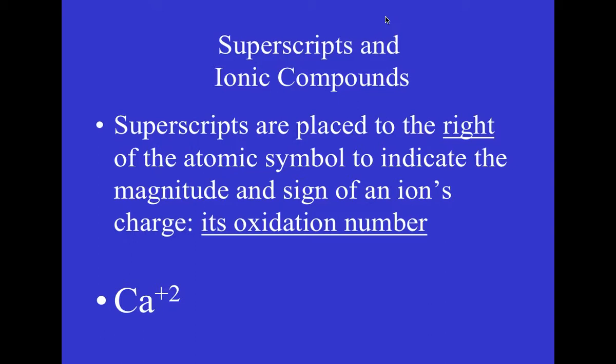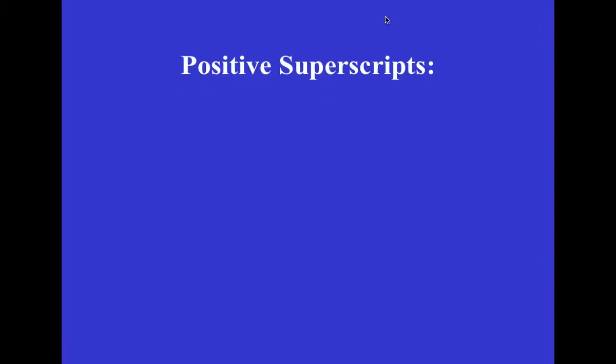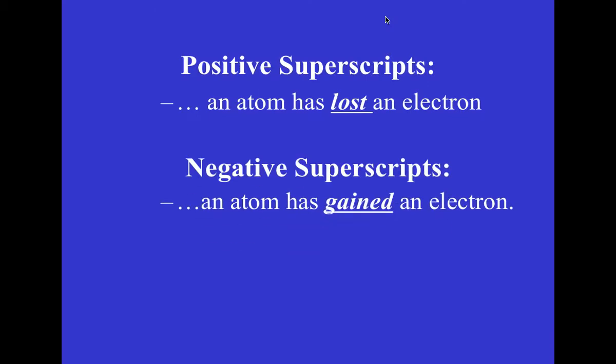Now, in general, with ionic compounds, if I have a positive superscript, the atom has lost an electron, and if I have a negative superscript, the atom has gained an electron. And in this case, it could be either they already have or that is what they like to do. So that's ionic bonds and oxidation numbers.